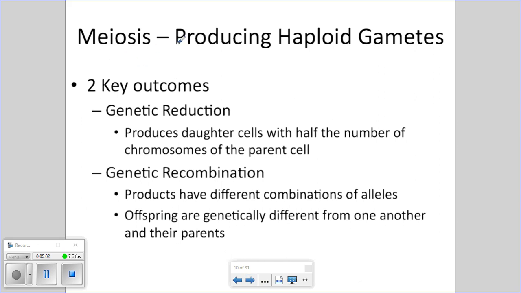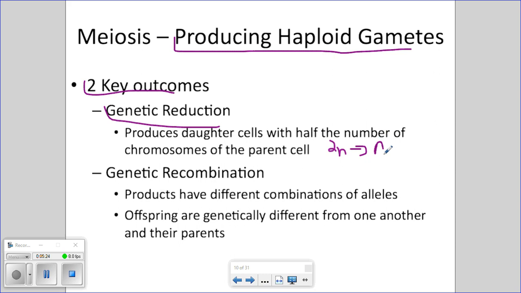Getting into meiosis, or this process of producing haploid gametes, there are two big key outcomes. The first key outcome of meiosis is genetic reduction. It produces daughter cells with half the number of chromosomes of the parent cell. So basically, you start with a diploid cell, and you go to a haploid cell. That is one of the big key outcomes.